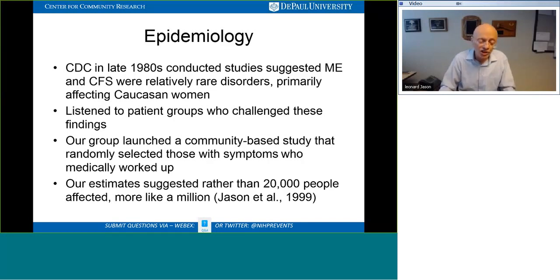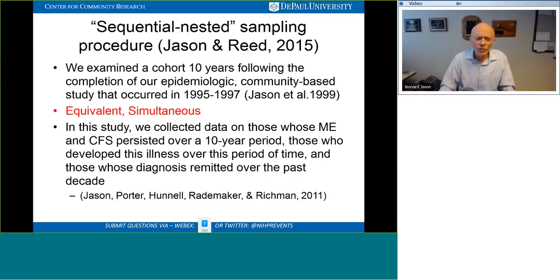Our estimates suggested that 20,000 people were affected, and that's what the CDC had suggested. And rather than 20,000, our findings in 1999 suggested that it was closer to 1 million. So we used a sequential nested sampling procedure. For that particular study, which was done from 1995 to 1997, 10 years later, we basically did an equivalent simultaneous design where we used both quantitative and qualitative methods.